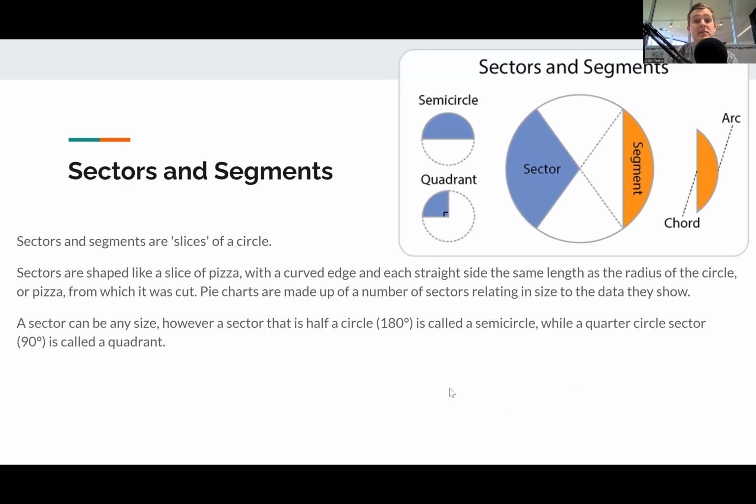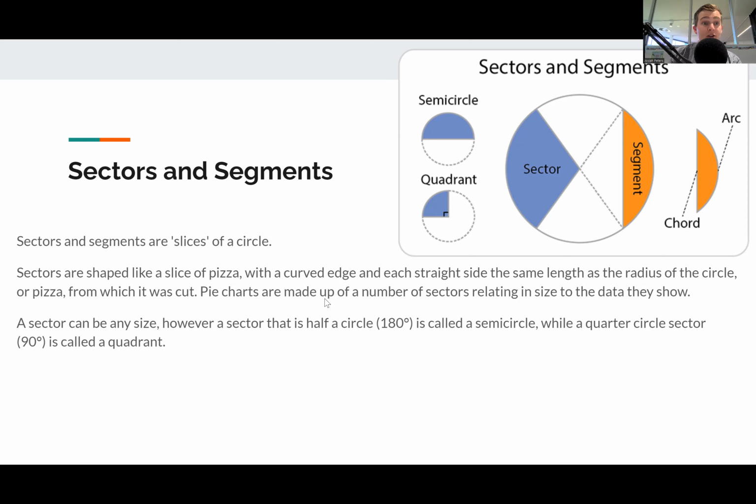Okay, sectors and segments. So sectors and segments are slices of a circle, or in my case, a slice of pizza. So sectors are shaped like a slice of pizza. You can see it here in the blue, with a curved edge and each straight side the same length as the radius of the circle. So a sector uses two radiuses to create a V shape, if you will, from the edge straight to the center, just like a big slice of pizza.